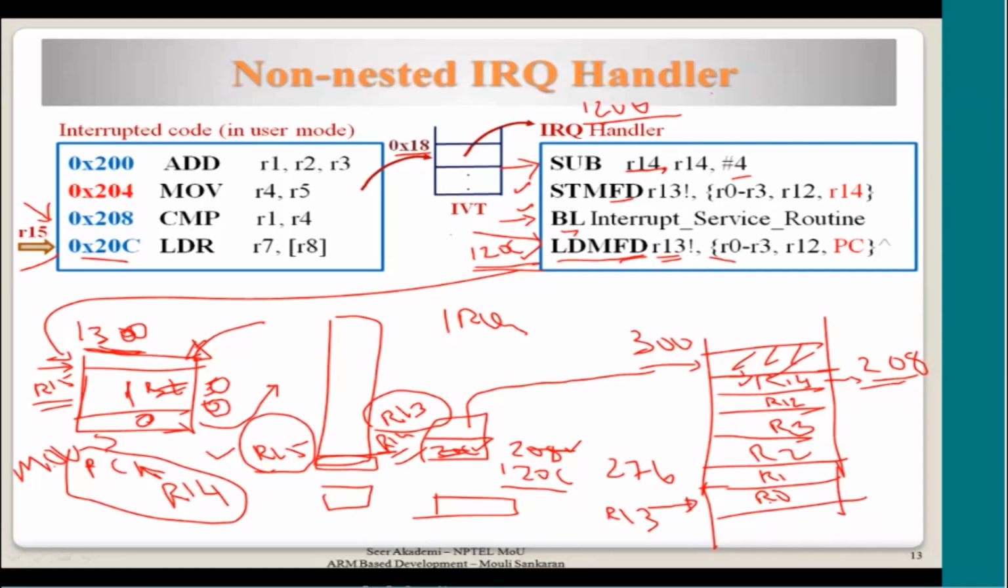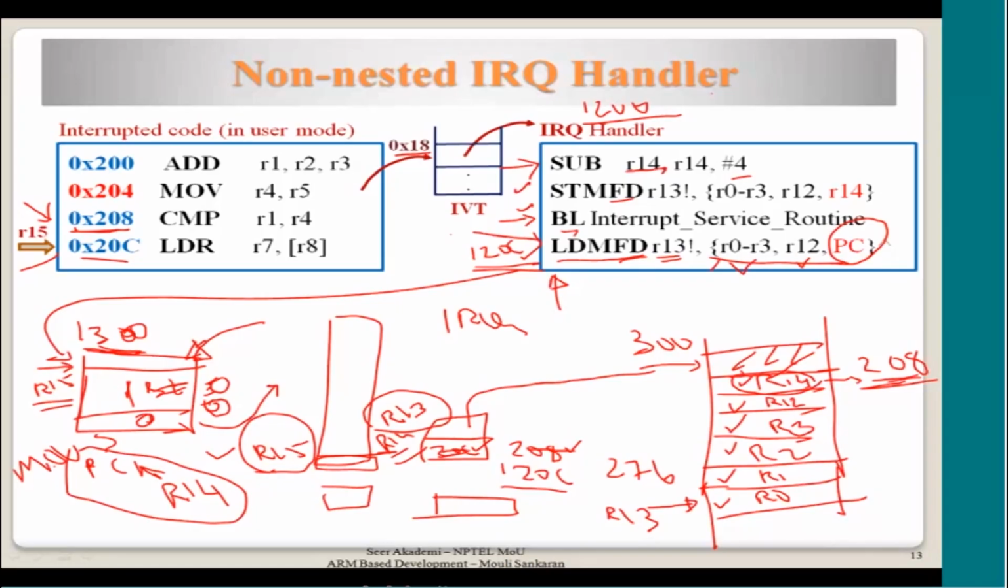Now this LDMFD is loading how many words? Again 6 words. This comes to R0. This is copied back to R1, this to R2, this to R3, and this to R12. These are all correct. But you may wonder why, in this case, it is copied to PC. That is because we directly want to go to this location, since effectively 208 is the address which is stored. So this is where the PC should come back after the handling is done, because at the end of this instruction handling is done. So now the processor will come back.